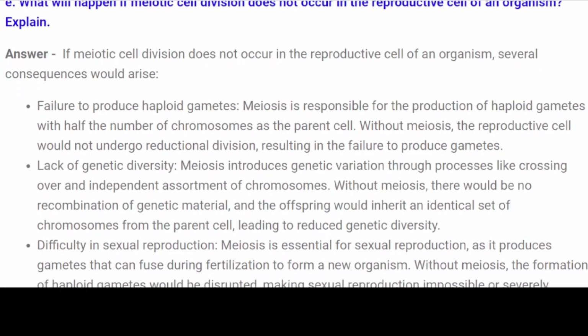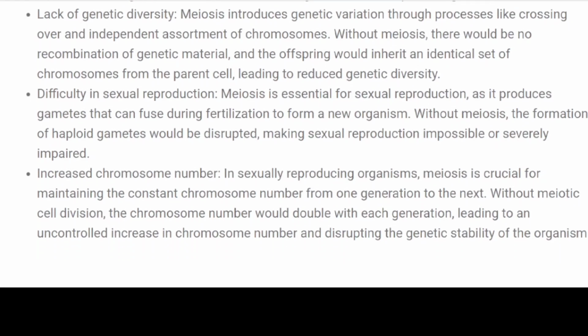Lack of genetic diversity. Meiosis introduces genetic variation through processes like crossing over and independent assortment of chromosomes. Without meiosis, there would be no recombination of genetic material, and the offspring would inherit an identical set of chromosomes from the parent cell, leading to reduced genetic diversity. Difficulty in sexual reproduction. Meiosis is essential for sexual reproduction as it produces gametes that can fuse during fertilization to form a new organism. Without meiosis, the formation of haploid gametes would be disrupted, making sexual reproduction impossible or severely impaired.